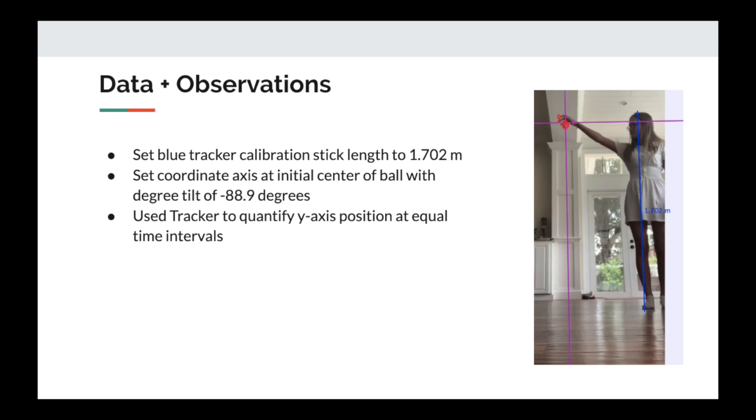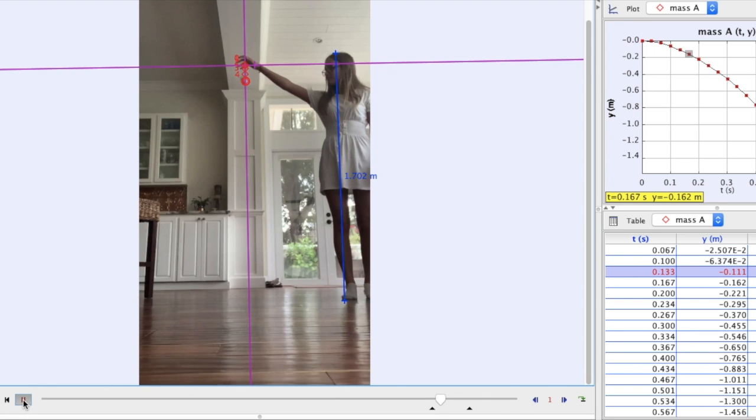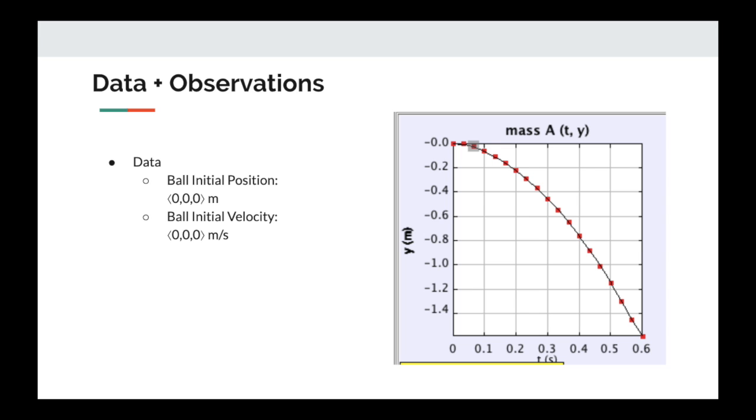Having uploaded my video of the aluminum foil ball dropping to Tracker, I then set the blue Tracker calibration stick length to 1.702 meters, the height of the person dropping it. I then set the coordinate axis at the initial center of the ball with a degree tilt of negative 88.9 degrees to account for the angle of the recording. I then used Tracker to quantify the y-axis position at equal time intervals as the ball fell.